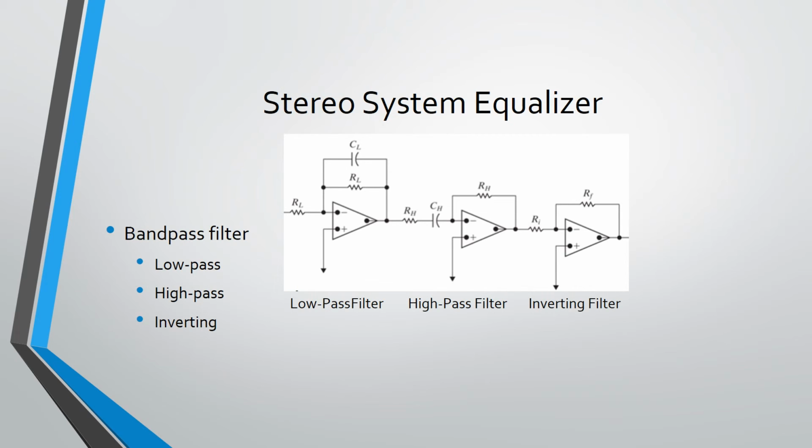Most equalizers are variations of a bandpass filter. The bandpass is made up of three special active filters: low pass, high pass, and inverting. All these active filters work together to manipulate a noisy input into a desired output. This is only one example of active filter use. Believe it or not, most of the electronics we use today contain hundreds of these little devices.